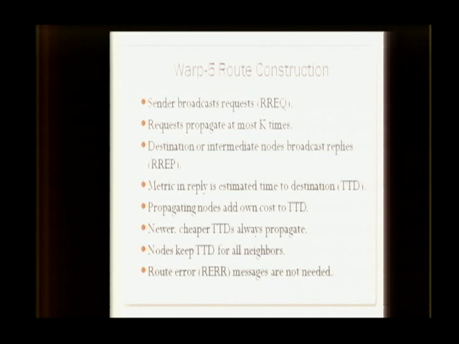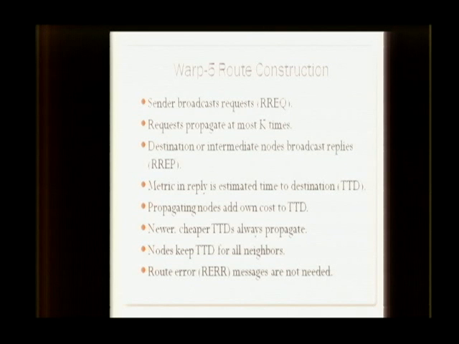The destination intermediate node broadcasts replies when we get to the destination, and the reply broadcasts propagate backwards toward the source. The metric in the reply is the estimated time to destination, based again on prior experience with routing, with congestion and noise. The propagating nodes add their own cost to the time to destination before they propagate, so the time to destination increases through the nodes as they propagate back toward the source.